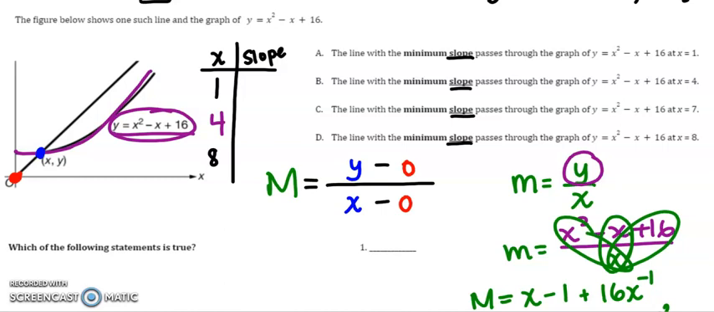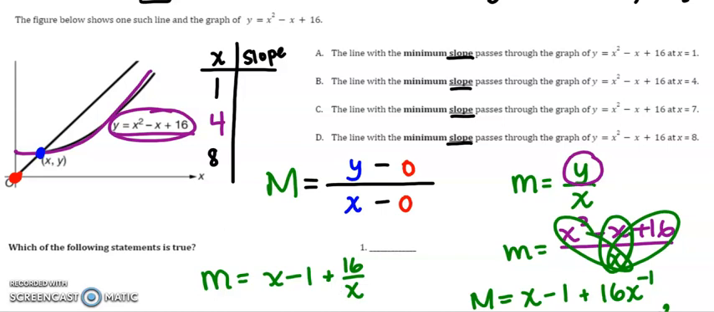So I've set up all of my candidates, right? This is a candidates test. From here then, I'm going to take those candidates and sub them into my slope equation. And if you remember, my slope equation was nicely written as x minus 1 plus 16 over x. That was my best, neatest slope.